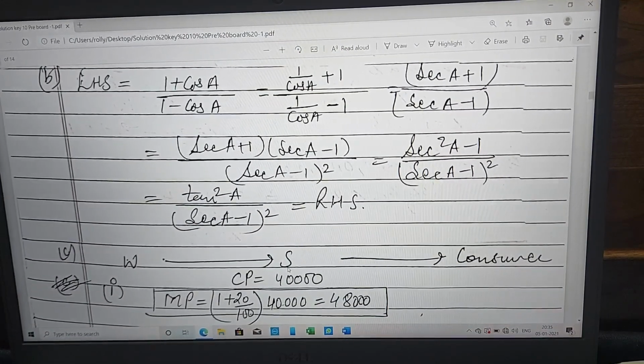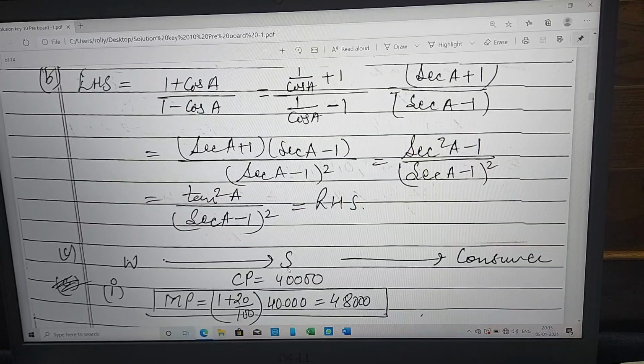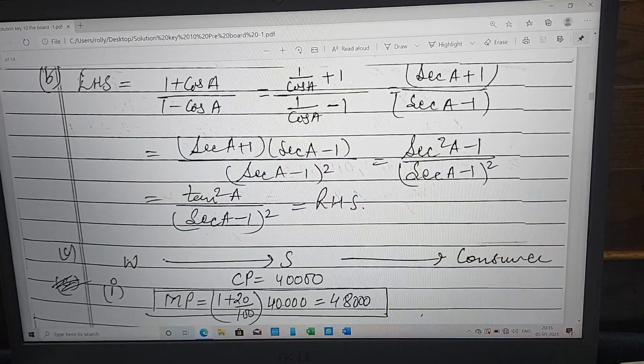In the proving question, there are many ways to calculate it. Many children have multiplied 1 plus cos A divided by 1 minus cos A with the conjugate. That means 1 minus cos A, 1 plus cos A into 1 plus cos A. Okay, that is also correct. But you can do it this way also. I have divided by cos A.